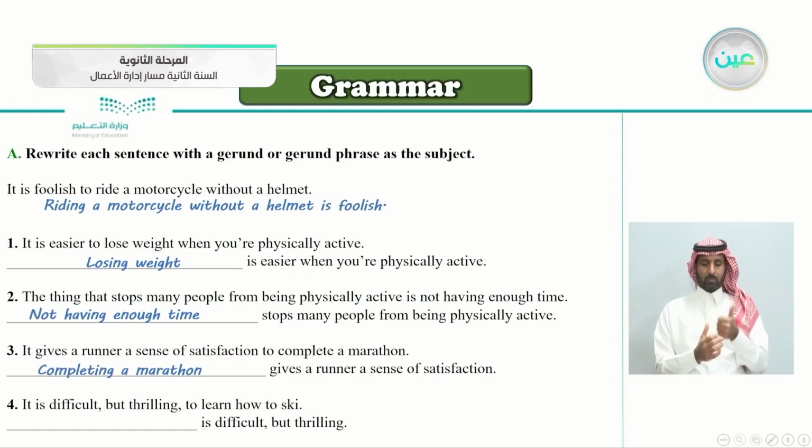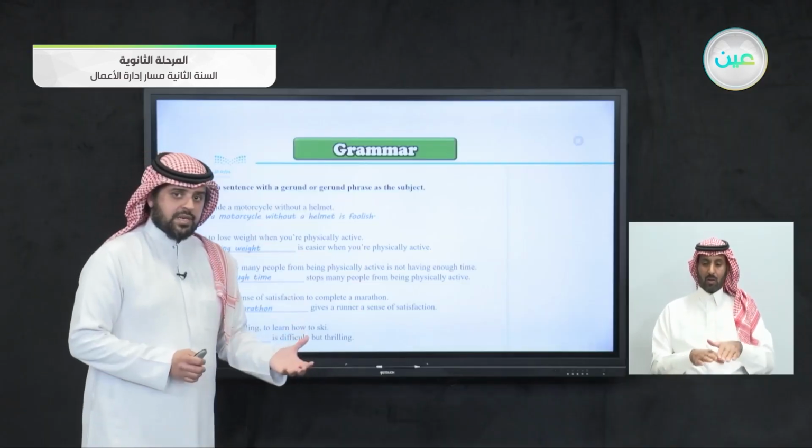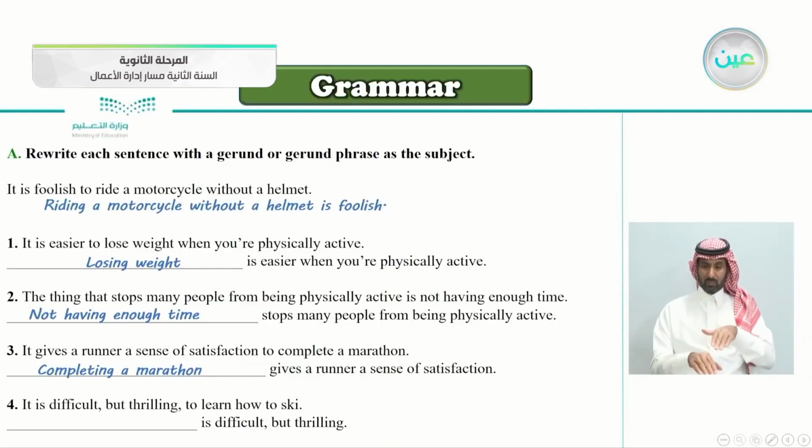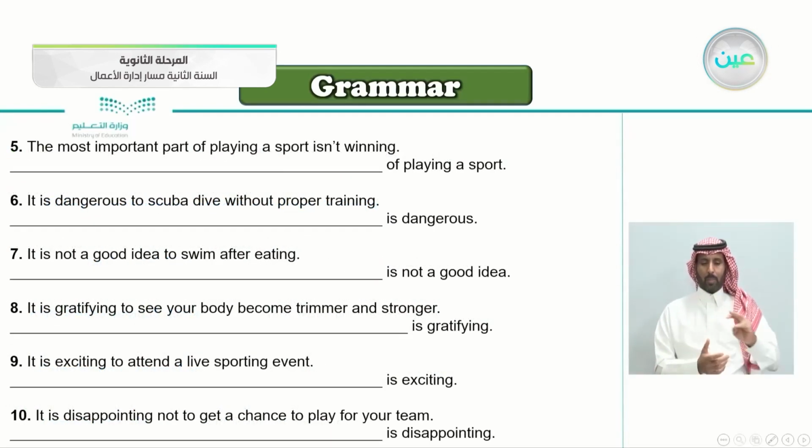Number four, it is difficult but thrilling to learn how to ski. So what is difficult but thrilling? And use a gerund here. Yes, of course, it's learning to ski or learning how to ski. So learning to ski is difficult but thrilling, and the gerund here is as a subject.